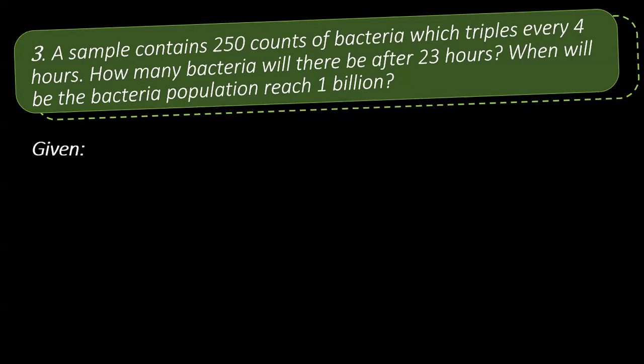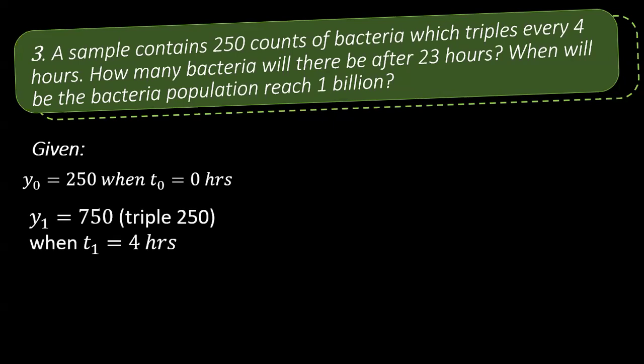First, let us write the given. We have y sub 0 is 250 when t sub 0 is 0 hours. We have y sub 1 is equal to 750, so we triple it from 250 after 4 hours. And then we are also trying to find out y sub 2 when t sub 2 is 23 hours, and y sub 3 when the total number of bacteria population already reached 1 billion. So there are a lot of things that we need to answer.